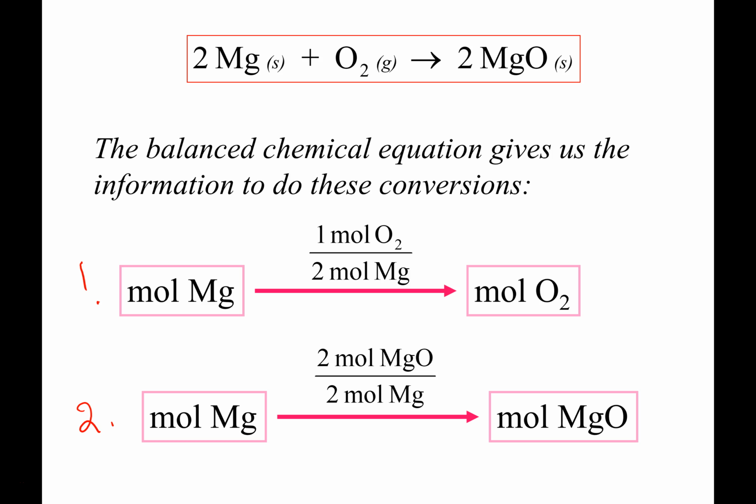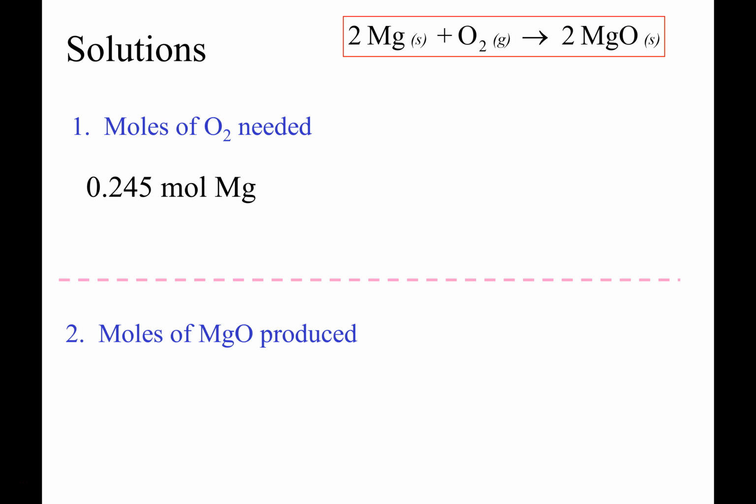We'll go from moles of magnesium to moles of magnesium oxide. They both have a coefficient of 2. So make sure you know these are stoichiometric ratios from the stoichiometric coefficients in the balanced equation. All right, here we go.